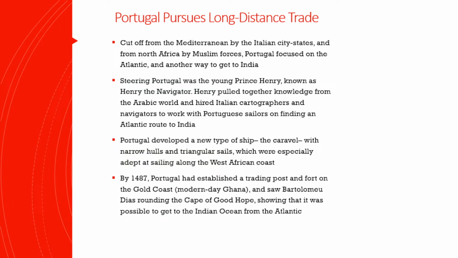So, for 1487, again, you guys don't need to worry about these years. I'm just building a timeline so you can see how long this is taking them. They had a trading post and a fort on the Gold Coast, which is where Ghana is today. Bartholomew Diaz surrounded the Cape of Good Hope, showed that it was possible to get to the Indian Ocean by the Atlantic. Now, this was important because they didn't know if the African continent just went on forever. Like, again, they knew the world was round. This wasn't a new thing. This was a thing since, like, 300 BCE.